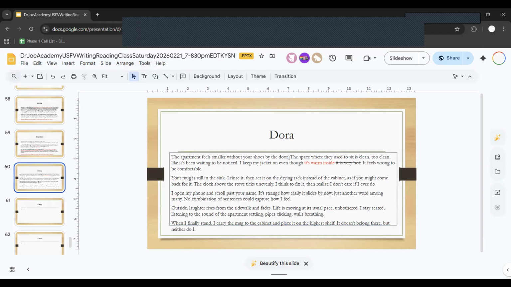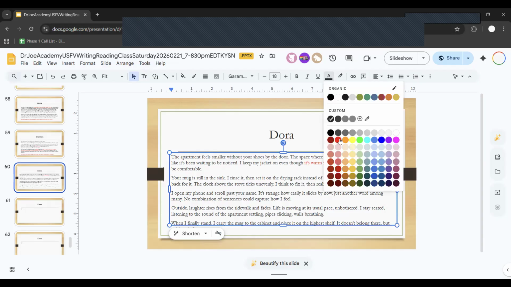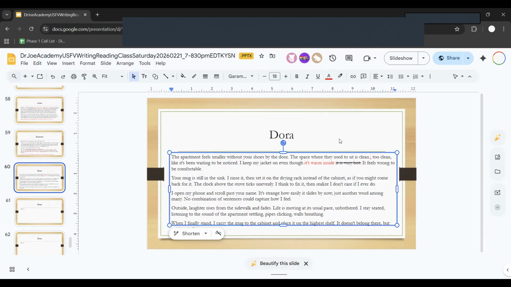Okay, I actually want to come back to this sentence over here. The space where they used to sit is clean, too clean, like it's been waiting to be noticed. And you could tell just by my pauses that the pauses aren't just commas, they should really be periods. And it's not even in terms of grammatical correctness. What you wrote is already grammatically correct.